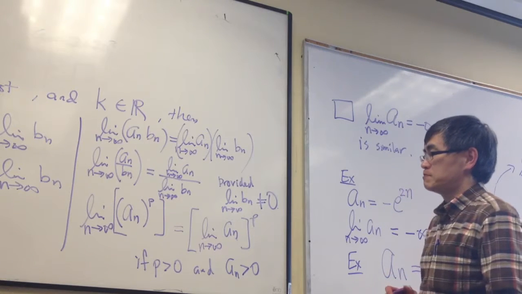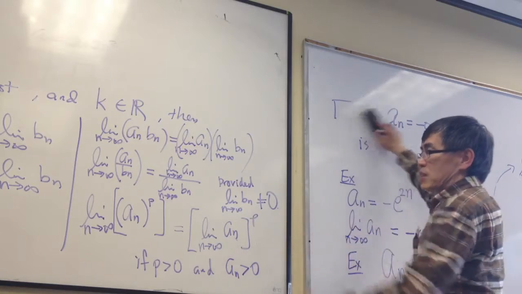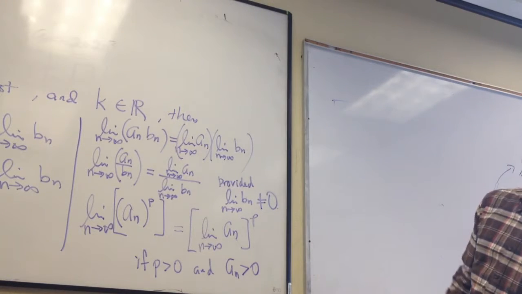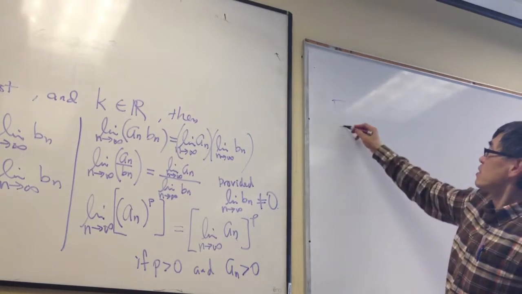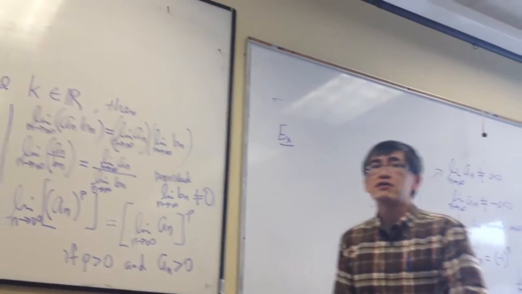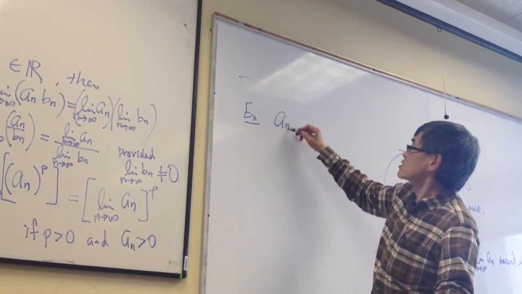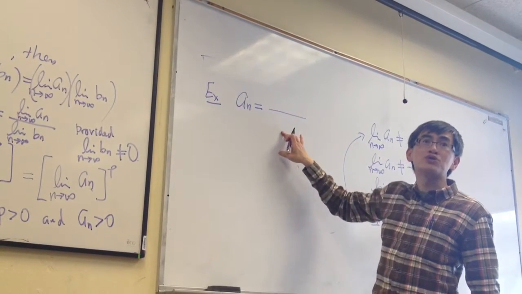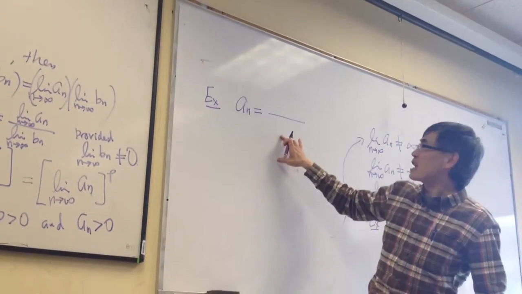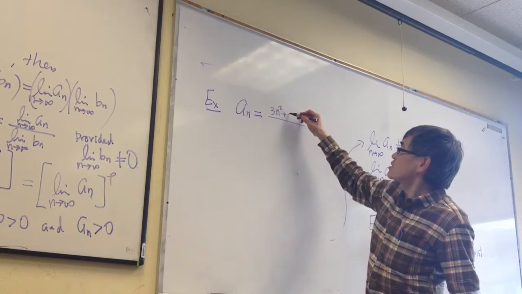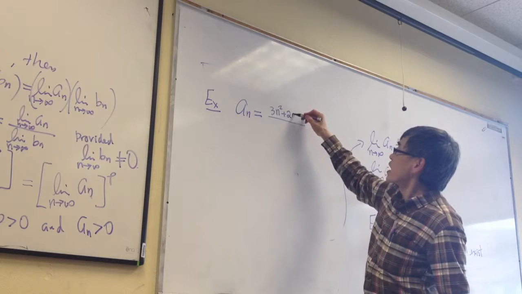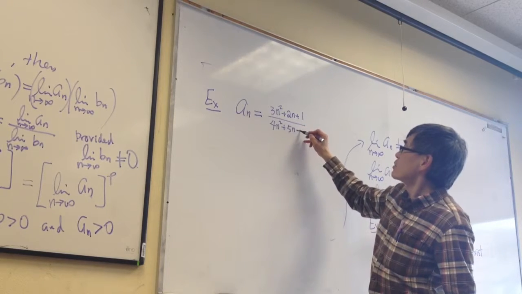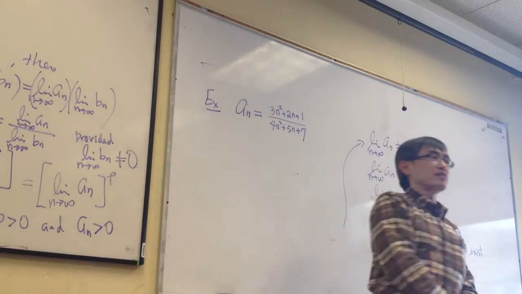All right. And as I said, this can actually be considered as a special case of a more general rule. So how to apply this, let me give you an example. A very commonly seen class of sequence would be a sequence like this. It's a quotient, the numerator and denominator are both polynomials in n. For example, an equals 3n squared plus 2n plus 1 over 4n squared plus 5n plus 7. What's the limit of an?